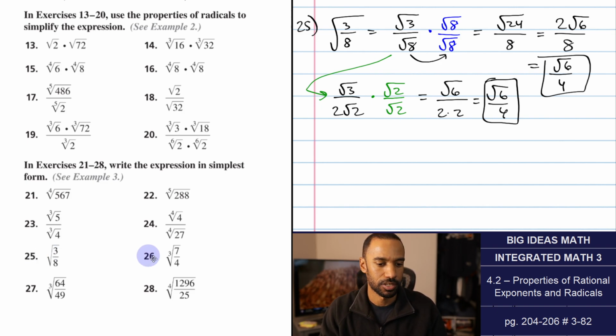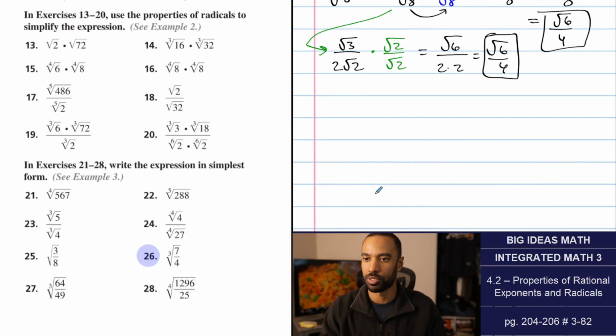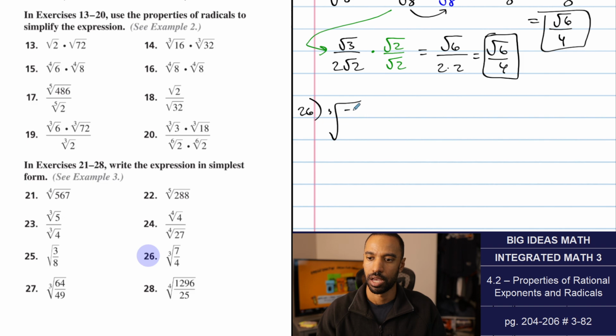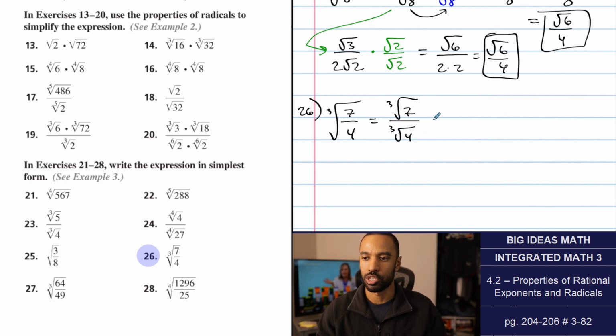Number 26, we have cube root of 7/4, which can be rewritten as cube root of 7 over cube root of 4. Now listen, you might say, well, wait, why can't we just do cube root of 4 over cube root of 4? Because this doesn't equal 4. It's not the same as square root of 4 over square root of 4. Cube root of 4 over cube root of 4 is cube root of 16. 16 is not a perfect cube. So you can't just do that.